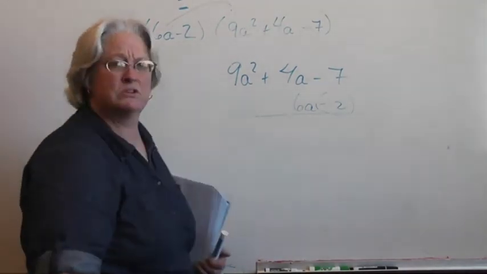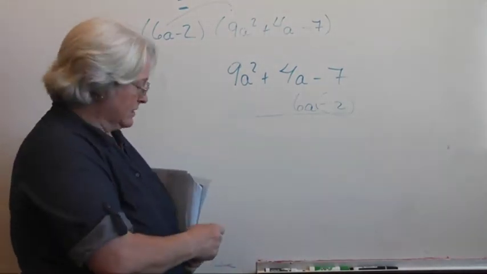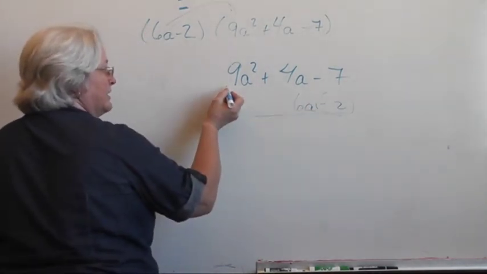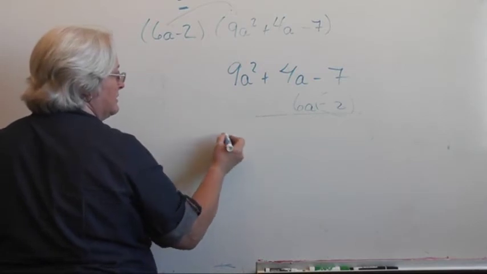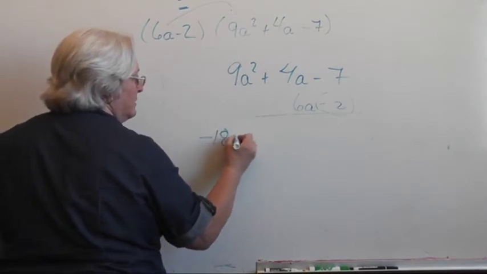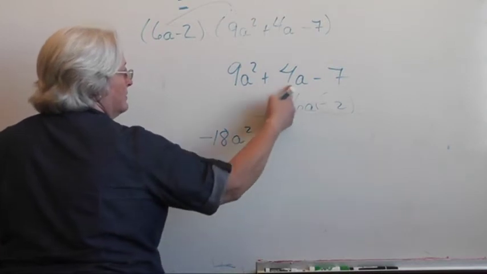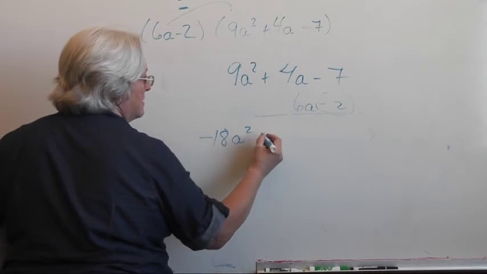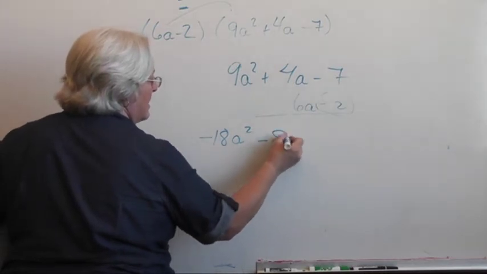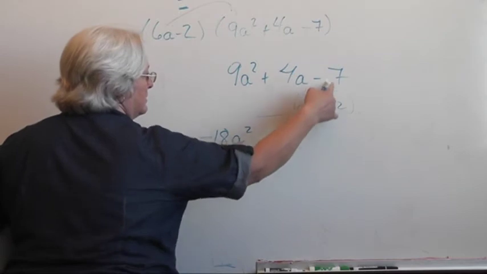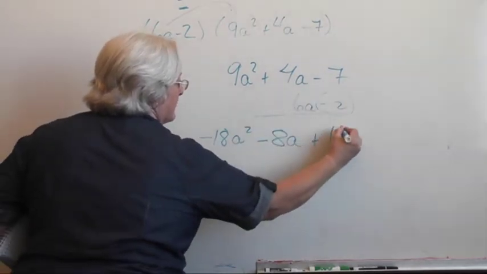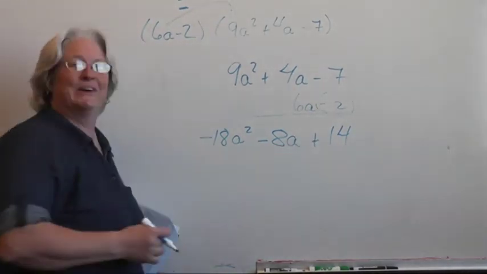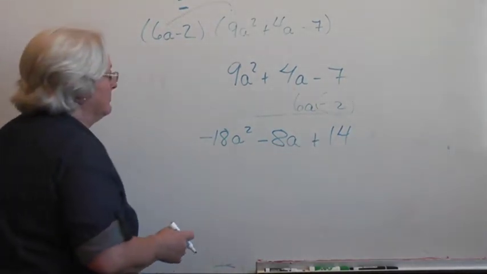Maybe you say, okay, well, I'm used to reading left to right. Let's see what I can do. Okay, negative 2 times a positive 9a squared. Negative 2 times positive 9, negative 18a squared. Negative 2 times a positive 4a becomes a negative 8a. Negative times negative becomes a positive 14.